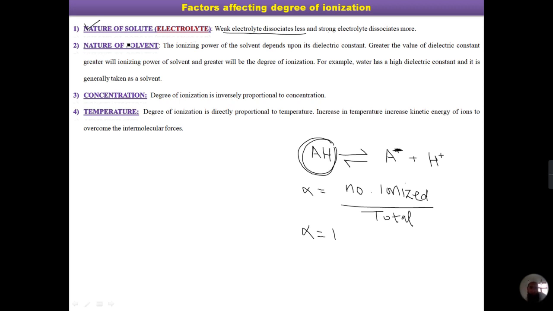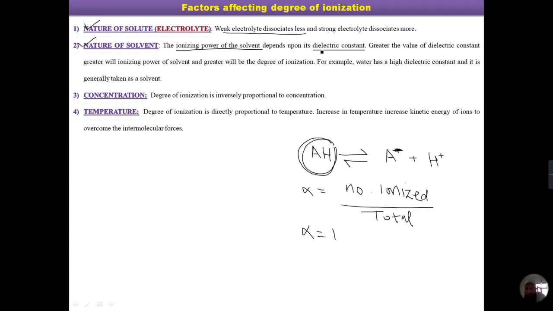So number 1. Number 2, nature of solvent. Now this is a very, very important question. Let's say what it writes, ionizing power of solvent. We know जब भी हमारे पास कोई electrolyte होता है, जब हम इसको dissolve करते हैं solvent में, its dissociation or ionization depends on the dielectric constant of the solvent. Now what do you mean by dielectric constant? Dielectric constant actually gives you the measure of polarity of solvent. The solvent की कितनी polarity है, that is expressed by dielectric constant.